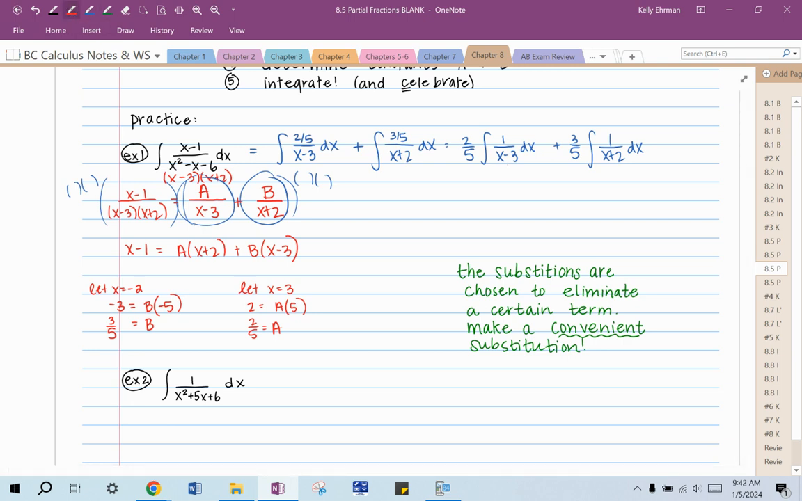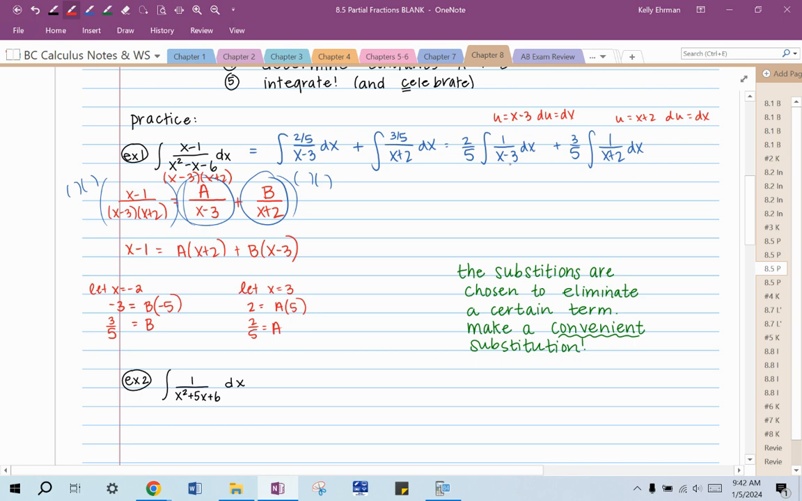Remember, these are little u subs that are nice and cooperative. U is x minus 3, du is just dx, u is x plus 2, du is just dx. Remember, we have to worry about it if it's 3 minus x or if it's 2x plus 2 or something, we'd have a little adjustment to make. But these are easy to integrate.